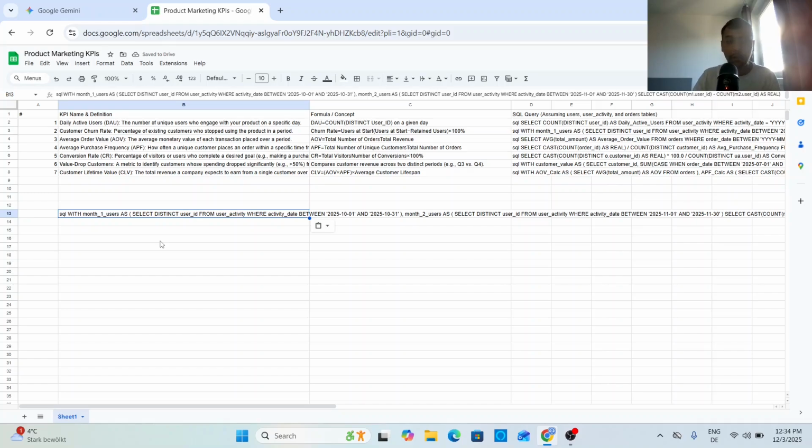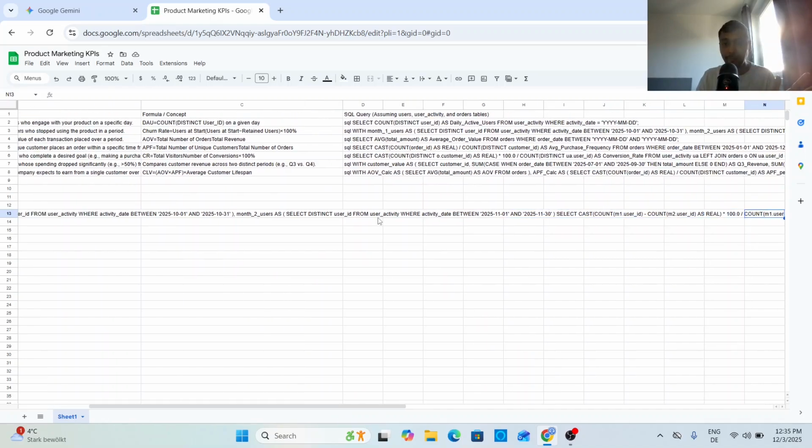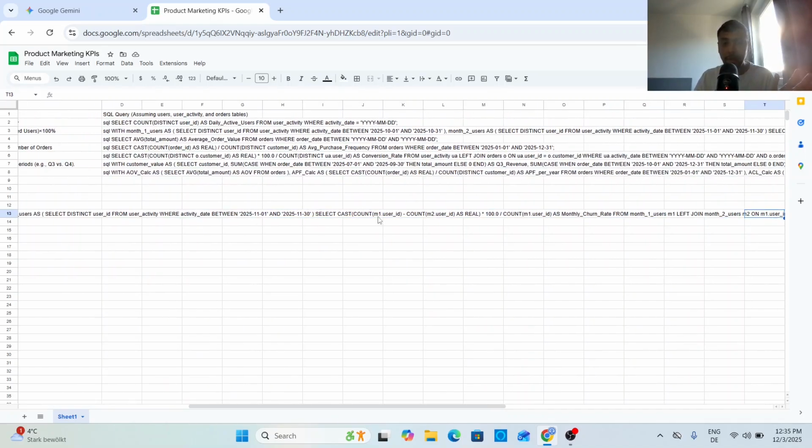What it is doing, if you notice the query, is looking at the distinct users from October 2025. As you see, distinct users from 1st to 31st October, how many users were there? And then it's also looking at the same distinct users but from November 2025. So for each month, it calculates the distinct users, and then it's simply doing a subtraction of the difference in the values.